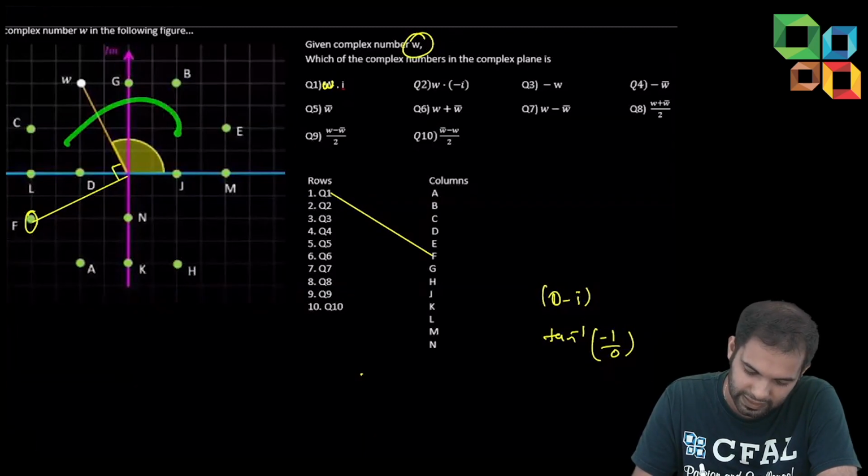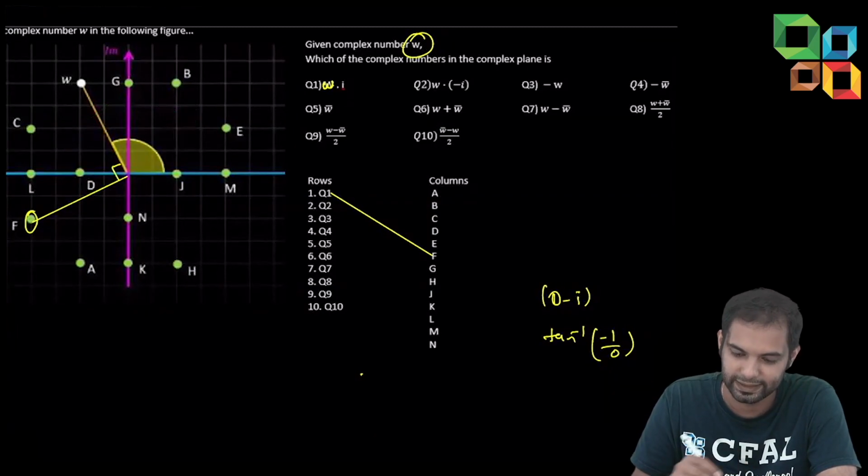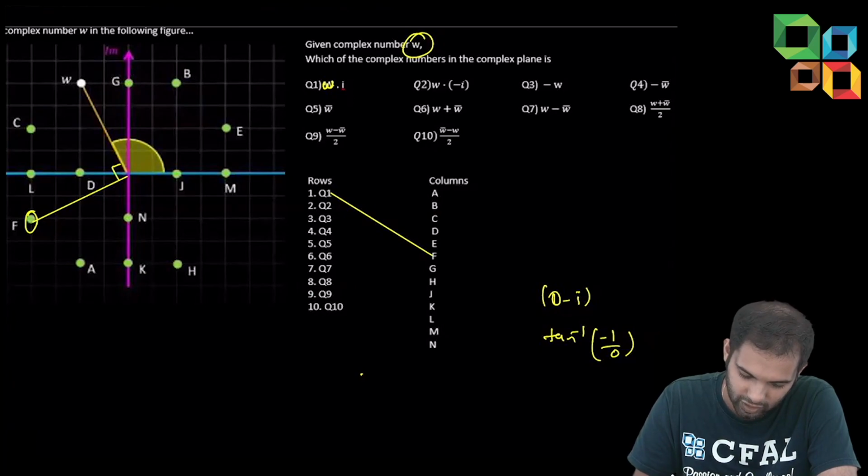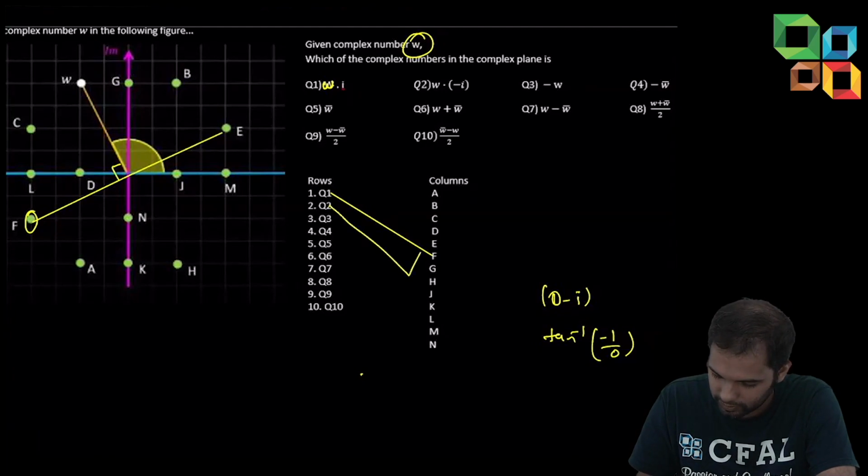So minus 90 degrees, or this side is 90 degrees. So it should be an angle opposite to this F. So it should be this E. Okay. So question 2 should be E.